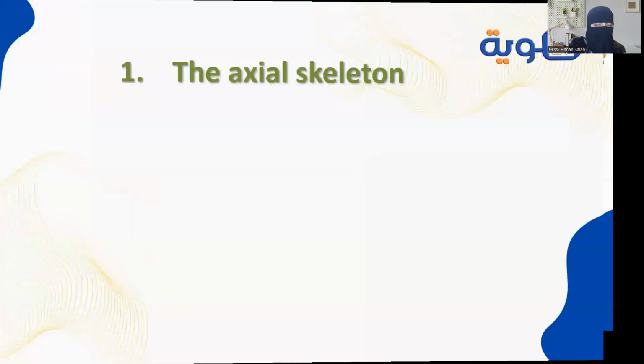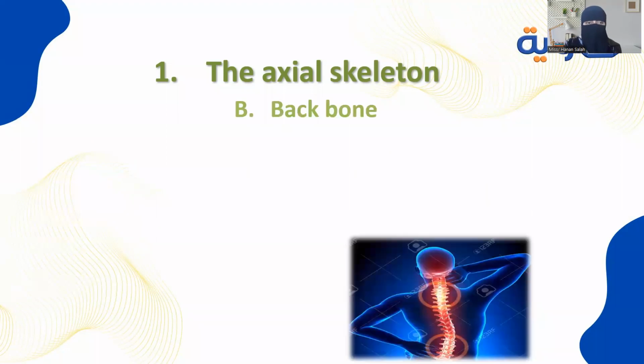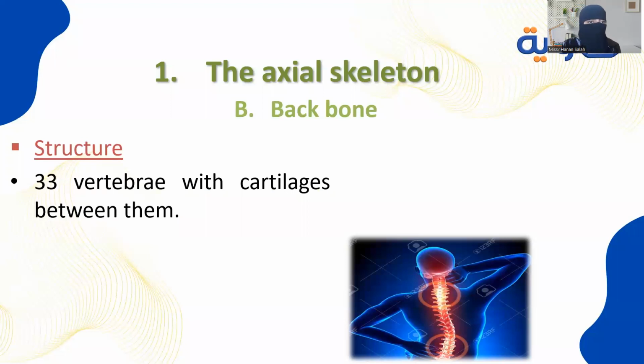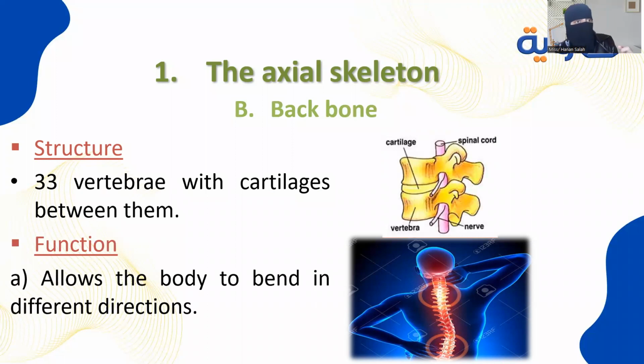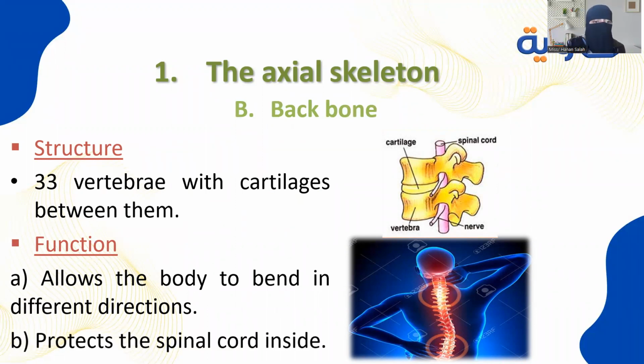What about the second part? The second part, the backbone, the axis of your body. What is the backbone structure? It consists of 33 vertebrae with cartilages, and these cartilages protect the bones from any friction between them. The backbone allows the body to bend in different directions. Like now, I can bend my body in different directions, that's due to the backbone. It also protects the spinal cord inside it.